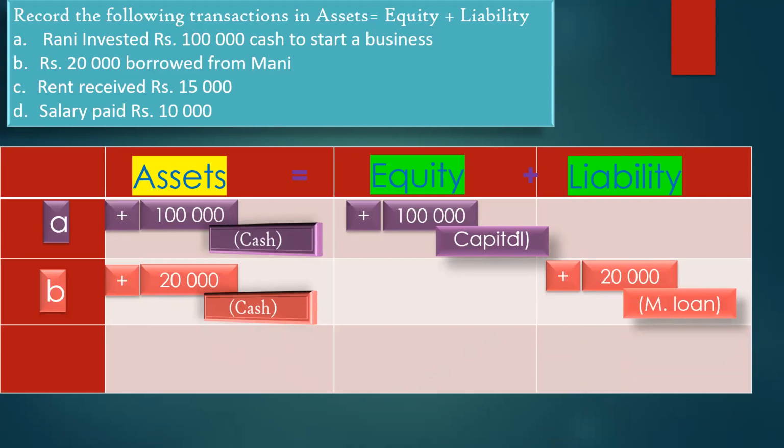C. Rent received 15,000. Don't tell me increase or decrease. Just tell me under which two headings. Every transaction has two effects, and we write in two places. You can't write only one effect, then you are wrong. Number one, asset increase, equity increase. Number two, asset increase, liability increase. Likewise, for rent received, where are the two places you record? Write in the same message.